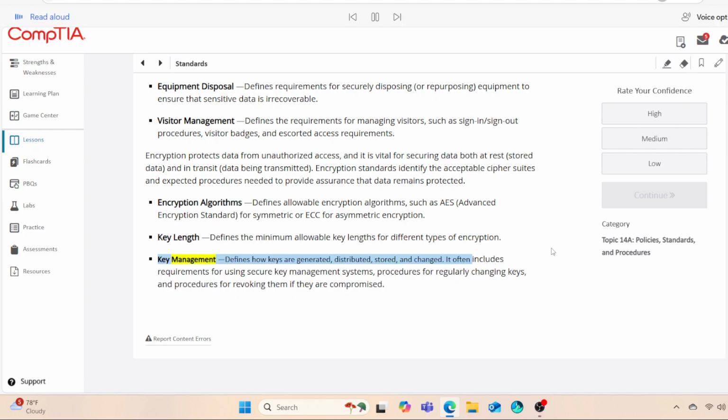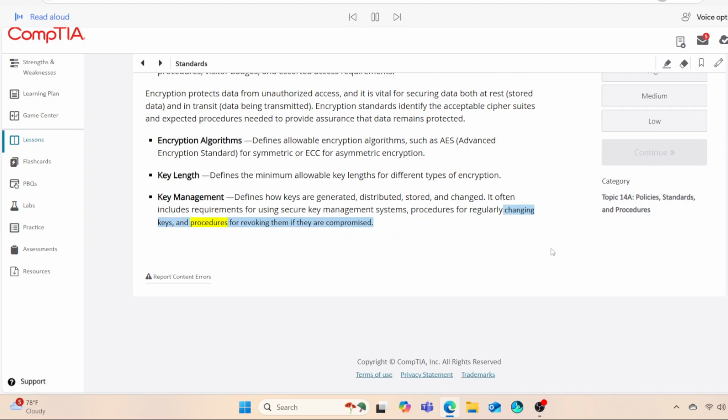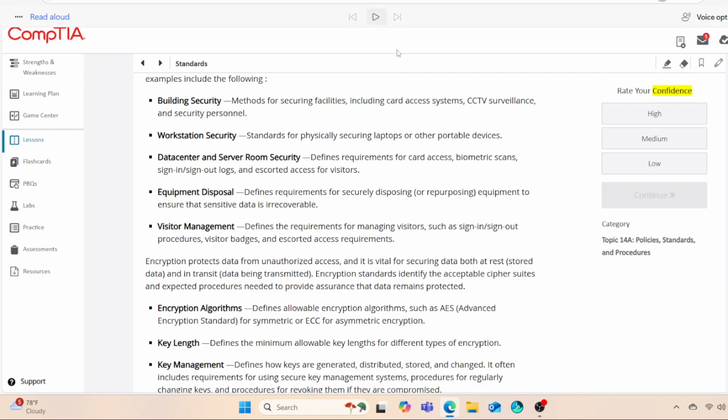Key management defines how keys are generated, distributed, stored, and changed. It often includes requirements for using secure key management systems, procedures for regularly changing keys, and procedures for revoking them if they are compromised.